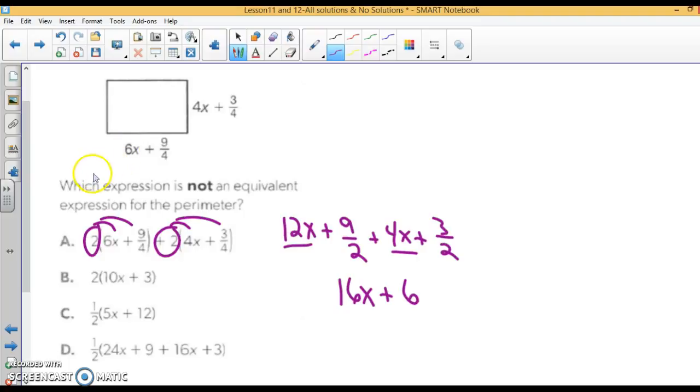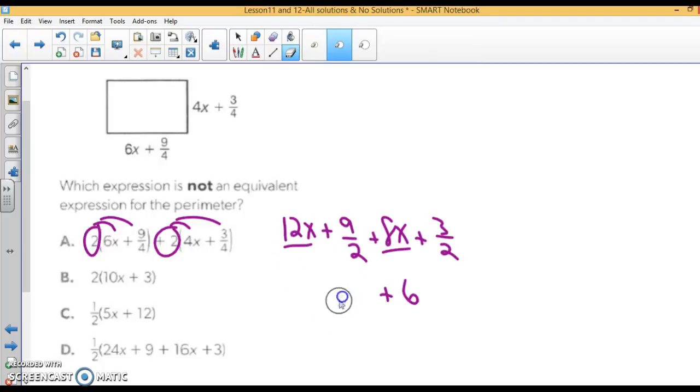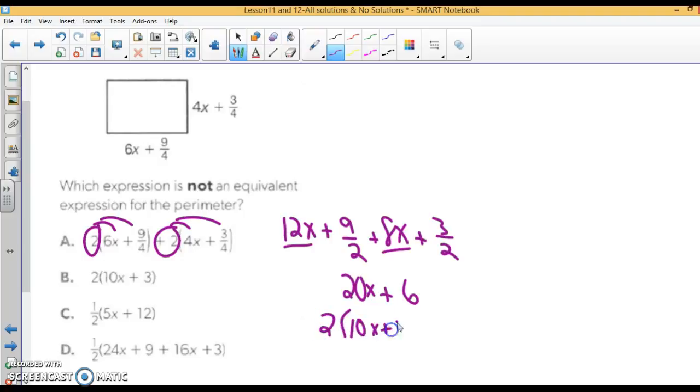Is that right? I actually distributed wrong here. This is not a 4x. 2 times 4x is 8x. And now when I combine like terms, I will have 20x plus 6. Now, that's the perimeter in simplified form. I can factor out a 2 here. And if I factor out a 2, won't I have 10x plus 3 left in parentheses, which is this one?